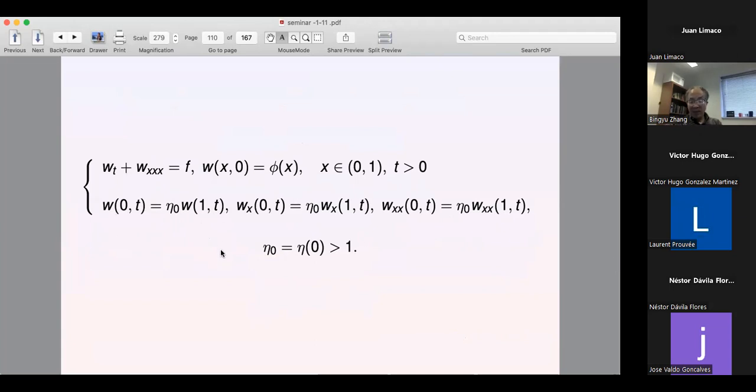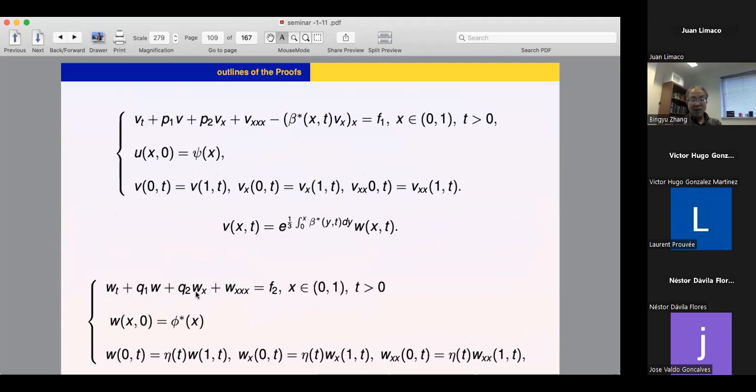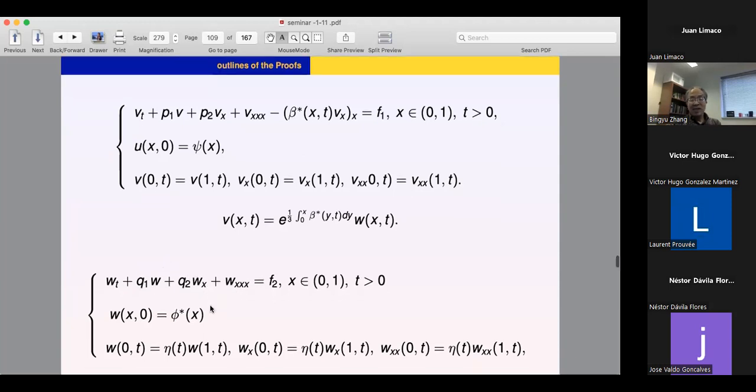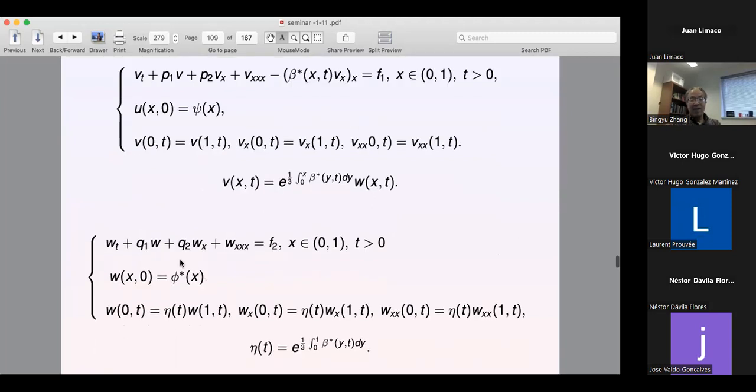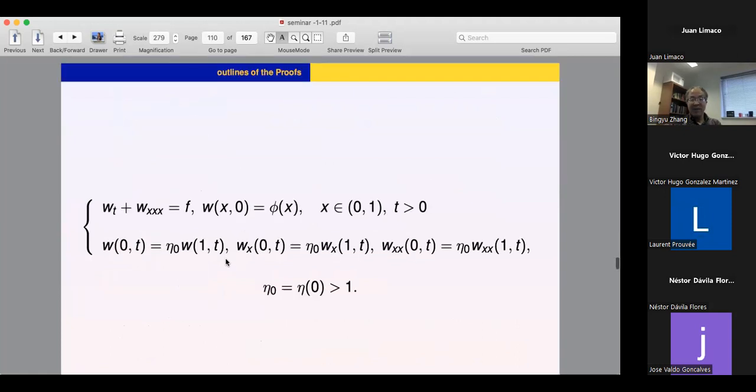Okay. Now you may ask, how about those terms q1 w and q2 w_x? Those are basically lower order terms. They do not play a significant role. You can view them as a small perturbation of w_3x. So to get those estimates, we can just forget about q1 w and q2 w_x and only consider this case. After getting the estimates for this case, we can easily get the estimates for this case, which includes q1 w and q2 w_x.